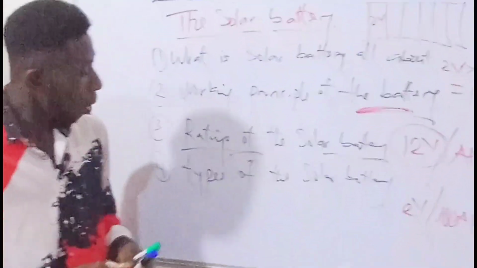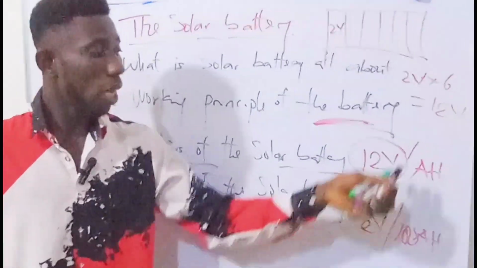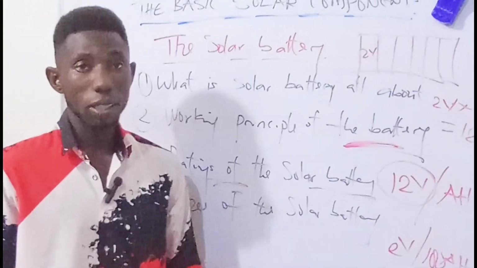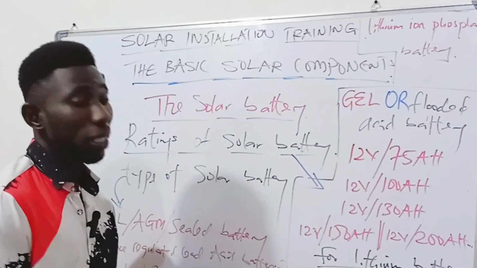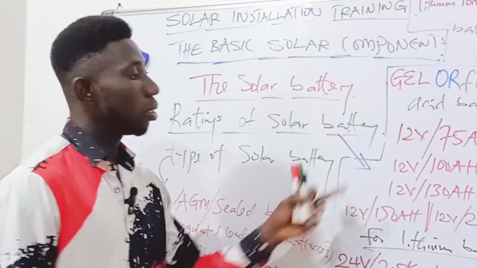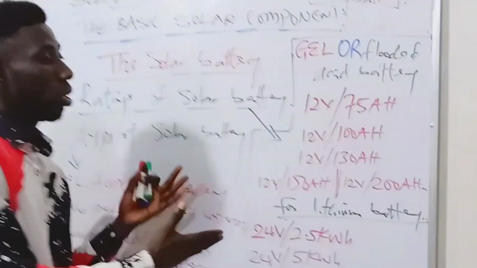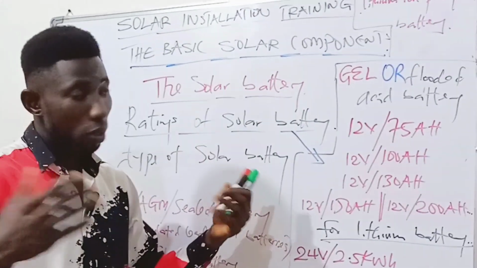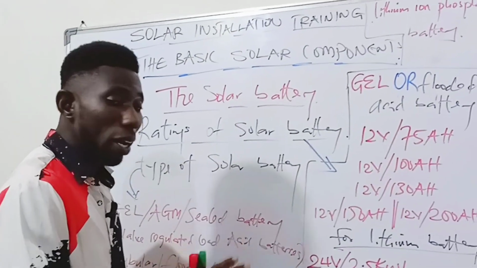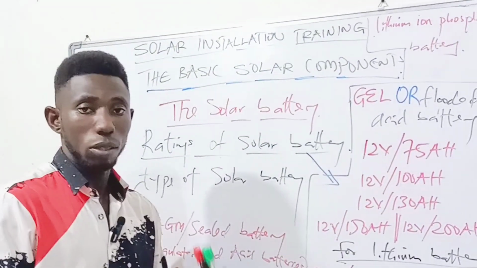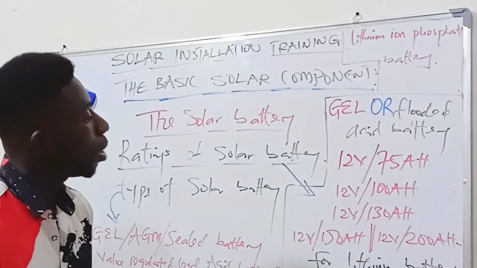We are going to talk more about the ratings of solar batteries, 12 volts and the different amp hours of the batteries that you can find. I have said before that our residential solar batteries are rated in 12 volts with different amp hours, depending. Commercial batteries are rated in 2 volts, 100 amps and above. For the purpose of this training, we are going to dwell more on the normal residential battery, which we see every day in our environment, in our homes and thereabout.